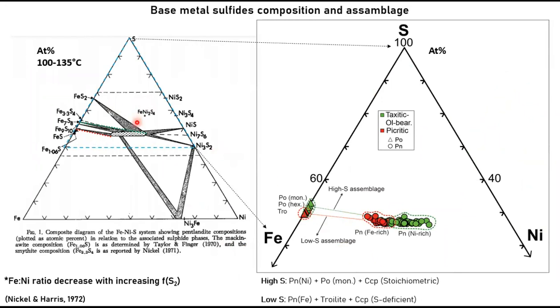Similar results were found by Nickel and Harris in 1972, where they concluded that in natural samples the iron-nickel ratio decreased with the increase in sulfur fugacity.